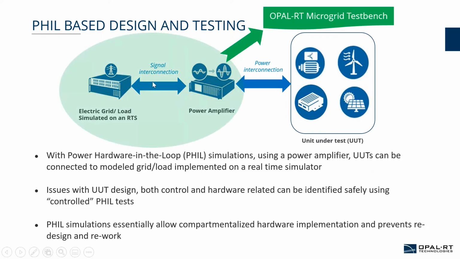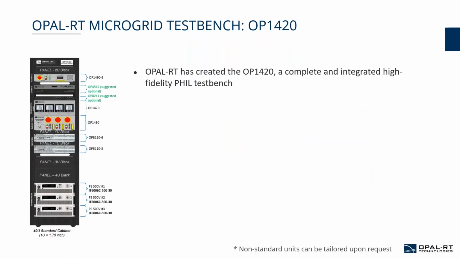The real-time simulator and the power amplifier together is what constitutes the Opal-RT microgrid test bench, which is what I'll be talking about in the next slide. The Opal-RT microgrid test bench with a part number of OP1420 is a complete integrated high-fidelity power hardware in the loop test bench.